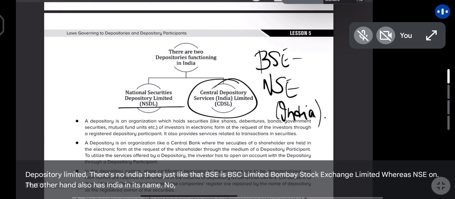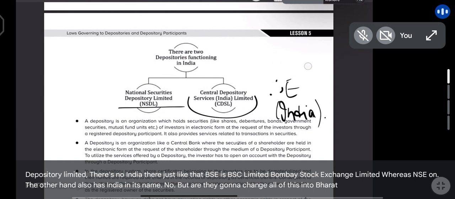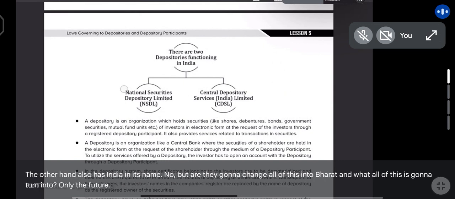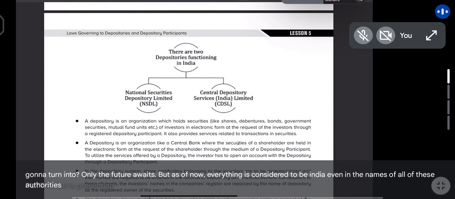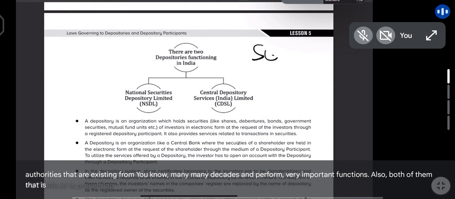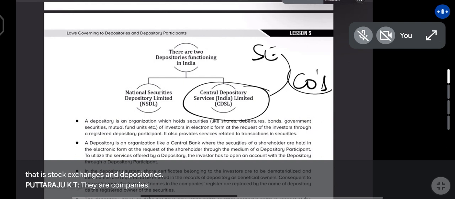Now, whether they're going to change all of this into Bharat and what all of this is going to turn into, only the future awaits. But as of now, everything is considered to be India, even in the names of all of these authorities that have existed for many decades and perform very important functions. Also, both of them, that is stock exchanges and depositories, are companies.